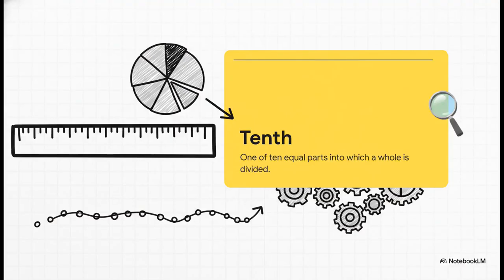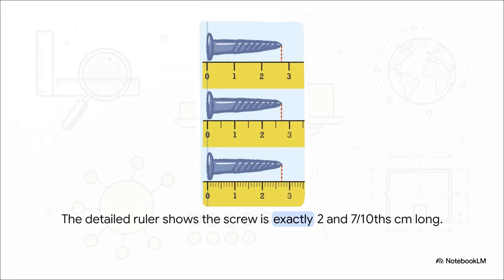And we call these new units tenths. You just take that gap between, say, 0 and 1, or between 2 and 3, and you slice it into 10 perfectly equal parts. Each one of those little slices is now a tenth of a whole centimeter. And boom, this shows the power of the idea perfectly.